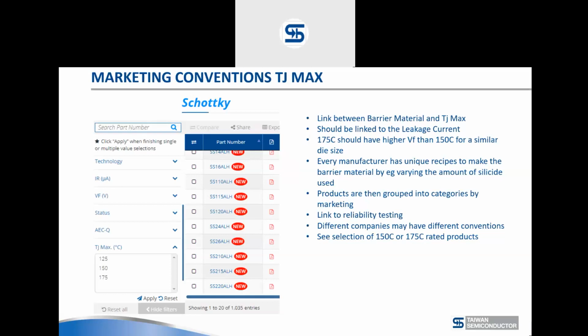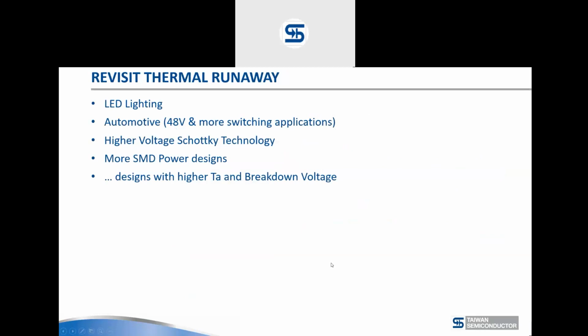So this is something you should understand here about barrier materials and how this will impact your design. We actually decided to revisit thermal runaway, because thermal runaway happens if you have a high ambient temperature, high power dissipation, and high breakdown voltage, the combination of high leakage current losses. That happens a lot in LED lighting. That also happens because you have longer strings of LEDs, if you design it with long strings, with lots of them in series.